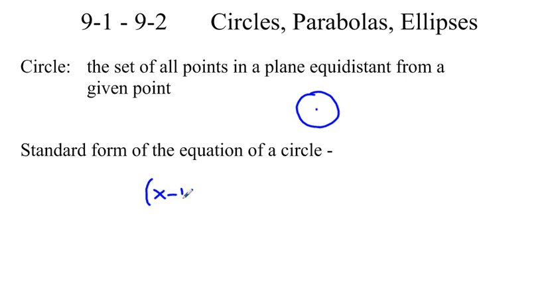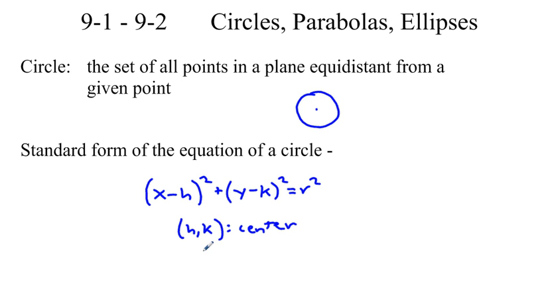In parentheses, x minus h squared plus y minus k squared equals r squared. And you might have seen this formula from your geometry days before, so let's just talk about what some of those parameters in the equation stand for. So h and k is the center of the circle. r is the radius of the circle.